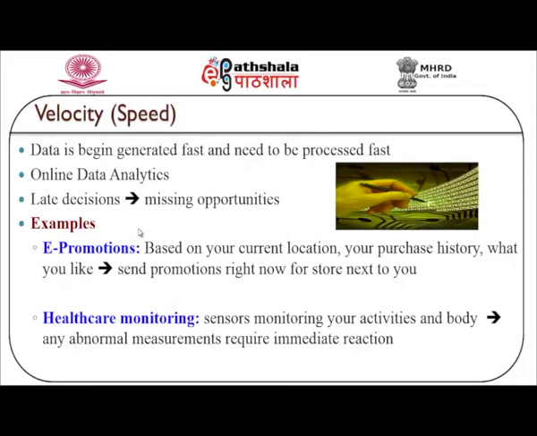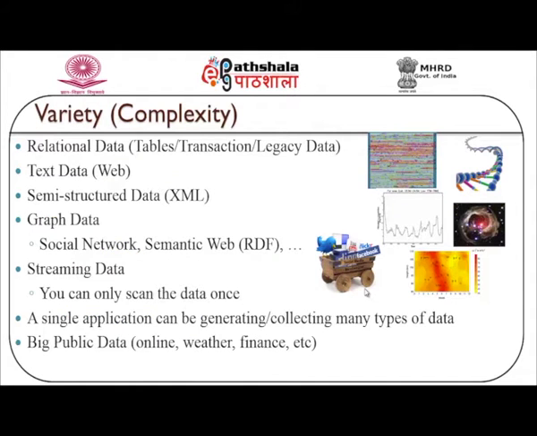Some of the examples are e-promotions. In the case of e-promotions, based on your current location and your purchase history, what you like will be analyzed, and these patterns are sent for promotions right now for stores that are next to you. Similarly, in the healthcare monitoring industry, sensors are going to monitor your activities and the body, and any abnormal measurements that are being inferred require immediate attention.